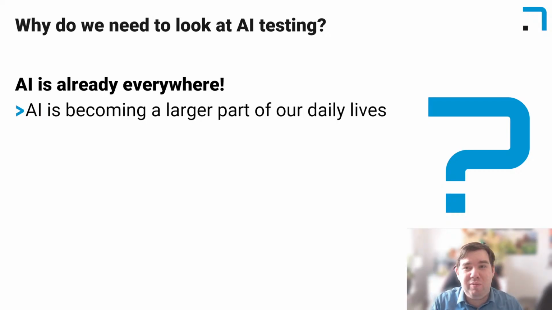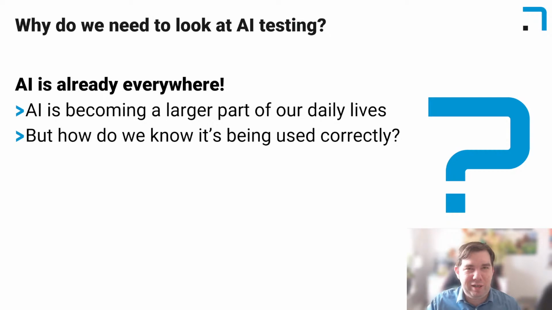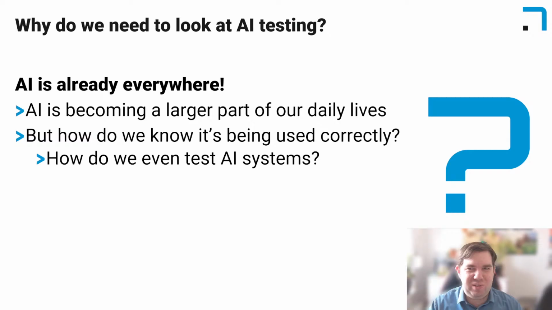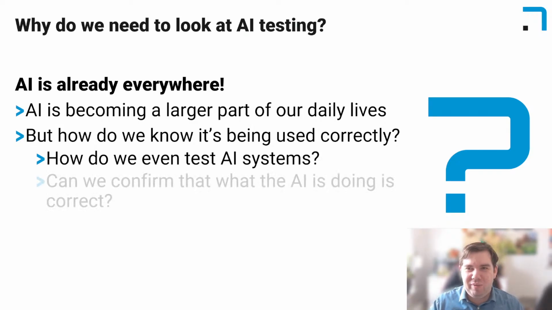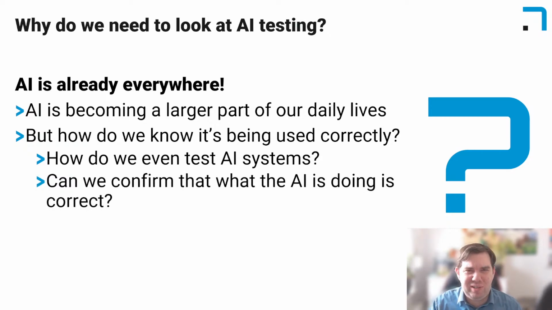Because a good question that can come from AI is, how do we know if we're actually using it correctly? Not in the sense that this is what the developers intended us to use the AI for, but how do we know that the AI is used correctly? How do we know that it is telling us what we need to know in the right way? Which brings us to a bigger question of, how do we even test AI systems in the first place? They're all-knowing magic boxes, so how do we test those and how do we get good tests out of them? And can we even confirm that what the AI is doing is actually correct, or do we just have to guess and hope?